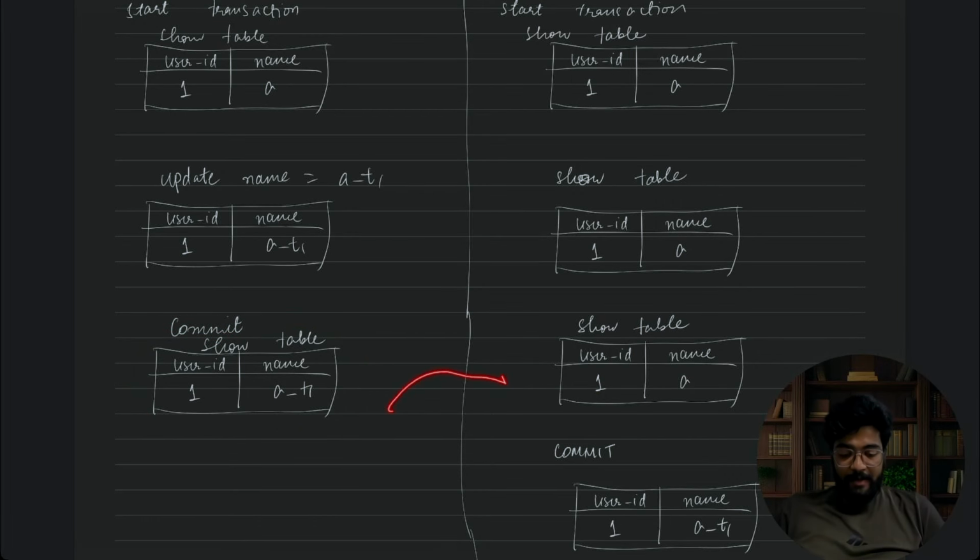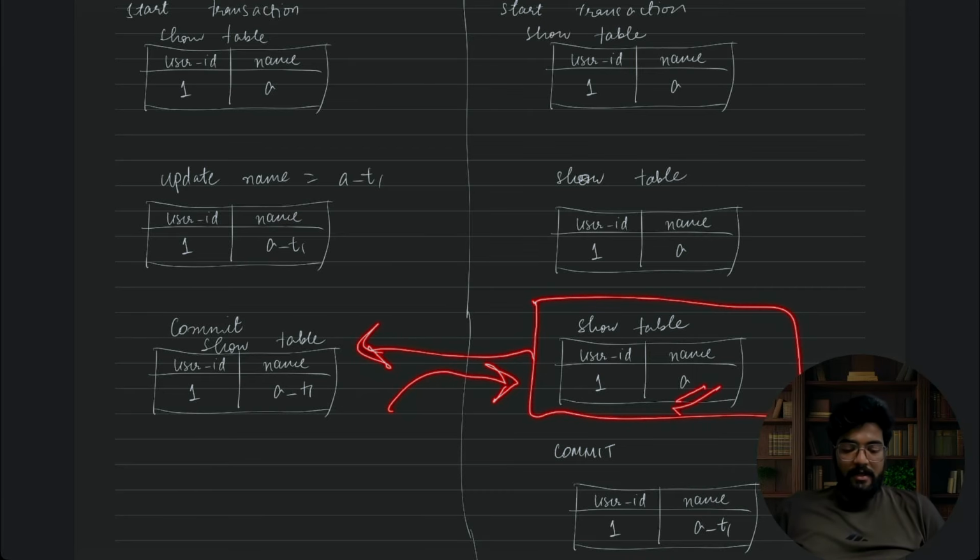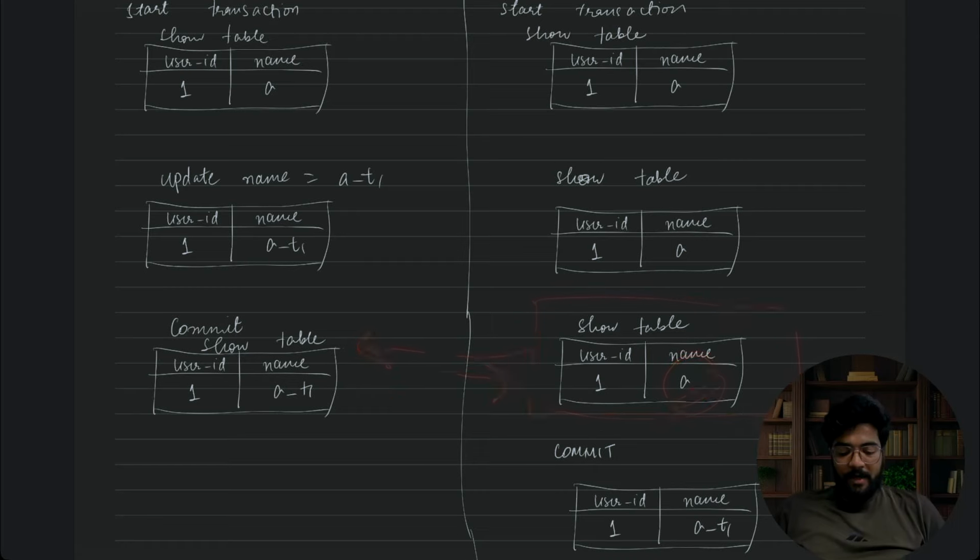At the same time, in session 2, if we show the table, keep in mind that session 1 has already committed the changes. It is still showing the previous name. But the moment I commit in both sessions, I will receive the updated name in my table.